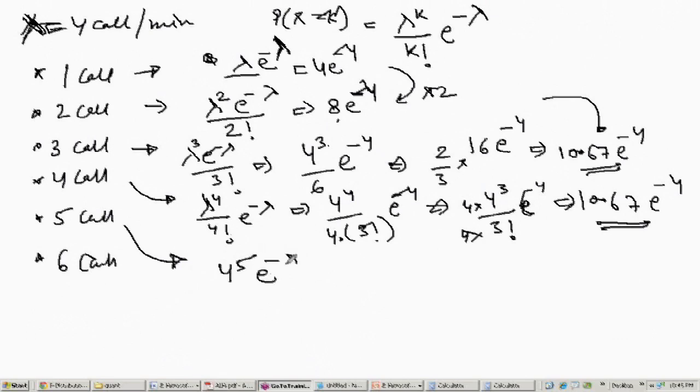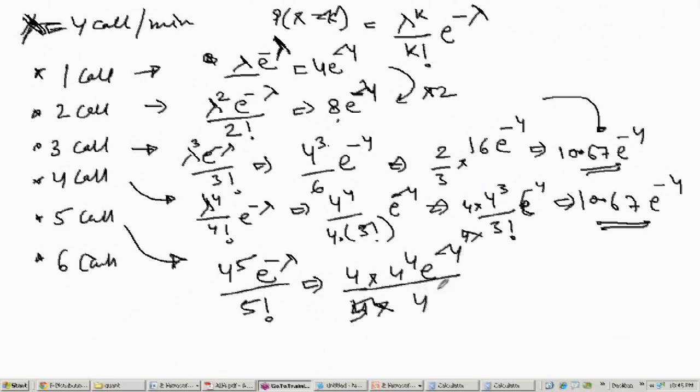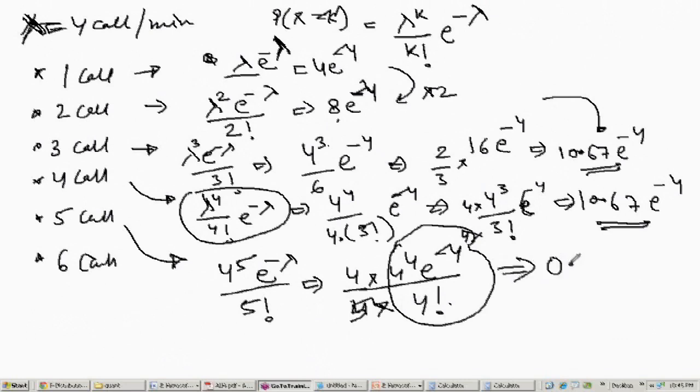For 5 call, it will become 4 to the power 5 e to the power minus lambda by 5 factorial. Or it can be written as 4 by 5 into 4 to the power 4 e to the power minus 4. This 5 factorial we can write as 5 into 4 factorial. Now can we say this is the 4 call? So 4 by 5 or 0.8 into the probability of 4 calls.